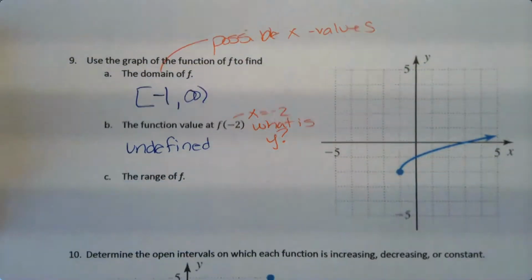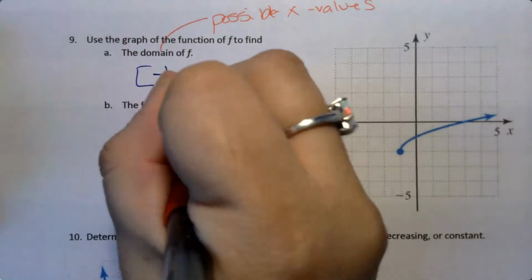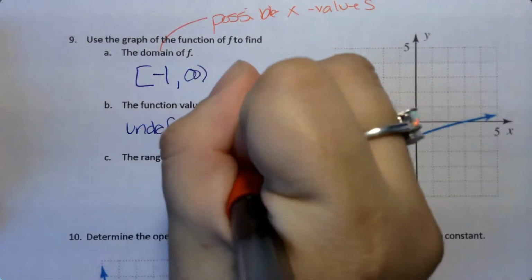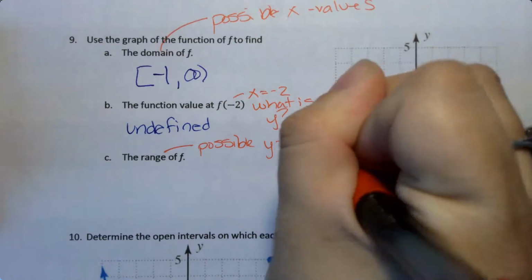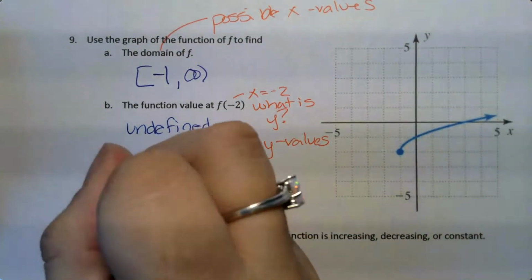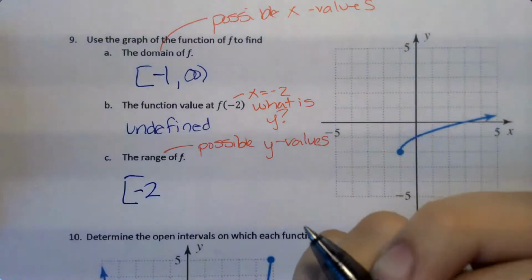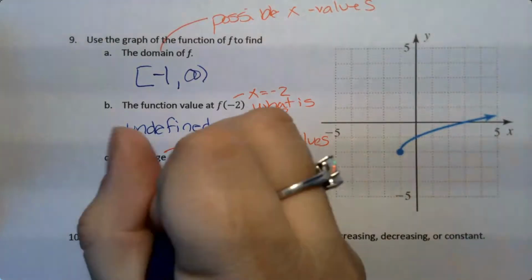C is asking for the range of this. So this, remember, is possible y values. So I want to look at how low it goes to how high it goes. The lowest point is -2, and because it's a solid dot, it includes that point. And then it slowly but surely keeps going up, so it's going to positive infinity.